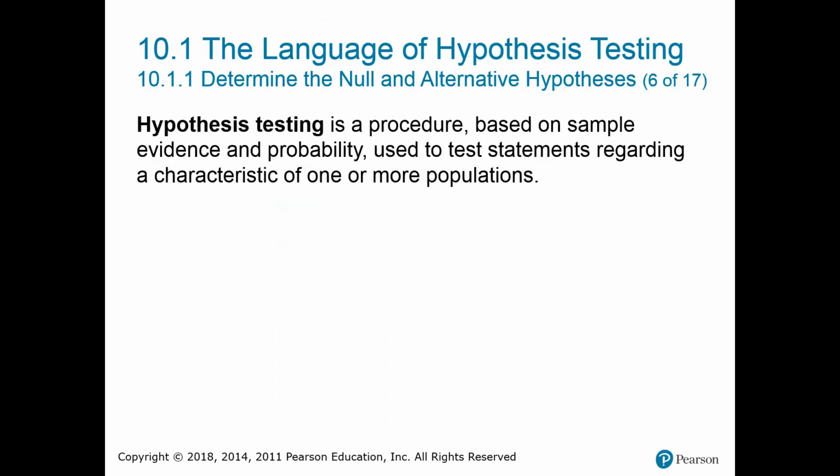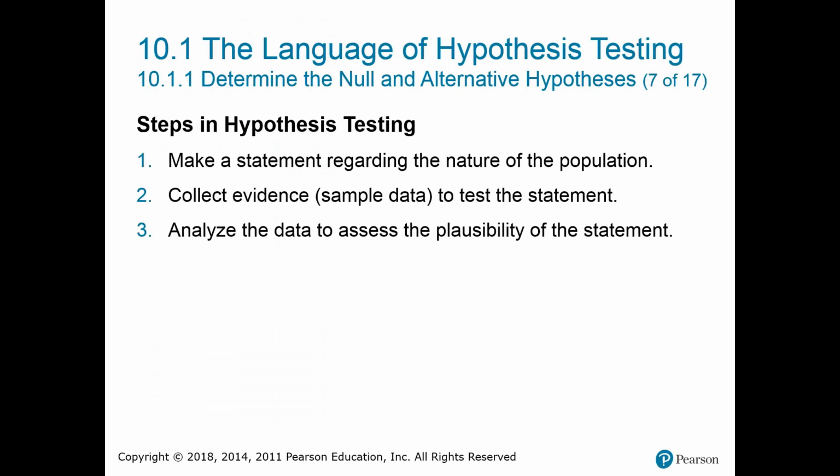So now we look at hypothesis testing. This is a procedure where we're looking at sample evidence and probability. We're using that to test statements regarding the characteristic of one or more populations. The steps in hypothesis testing are shown on this slide. You make a statement regarding the nature of the population. You collect evidence, which is sample data, to test the statement, and you analyze the data to assess the plausibility of the statement.